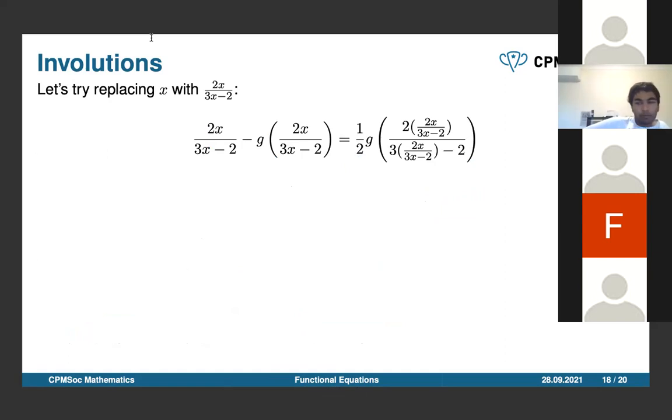Now what's happening is we're replacing x with 2x/(3x − 2). So now x − g(x) becomes 2x/(3x − 2) − g(2x/(3x − 2)), and everywhere we see x, it gets replaced by 2x/(3x − 2).